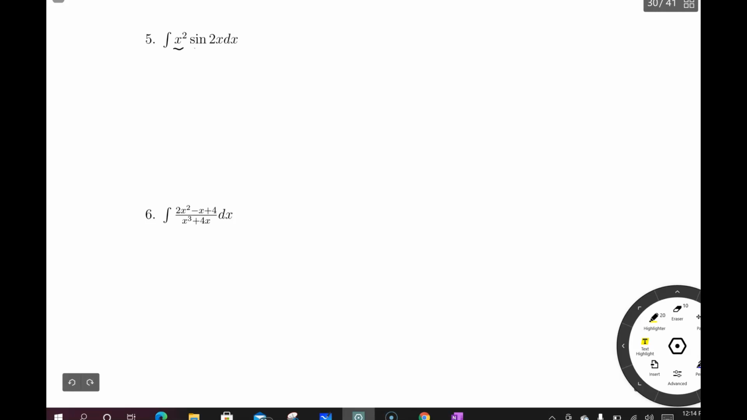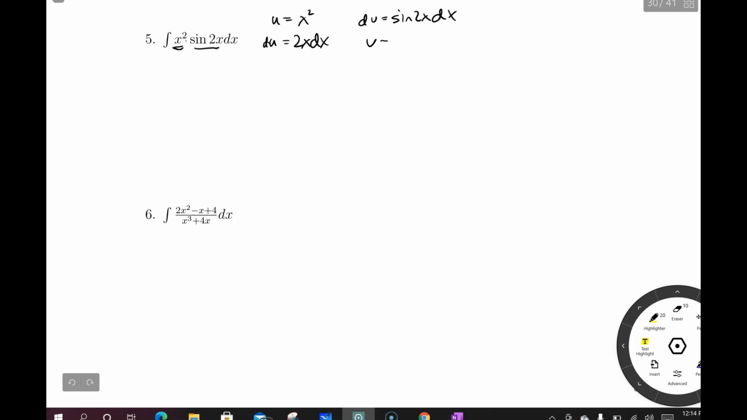So here we have x squared times sine of 2x. I see a multiplication of functions. I'm thinking parts, and I'm thinking this is parts type 1, where I let u equal the x guy and dv equal the trig. So du is the derivative.